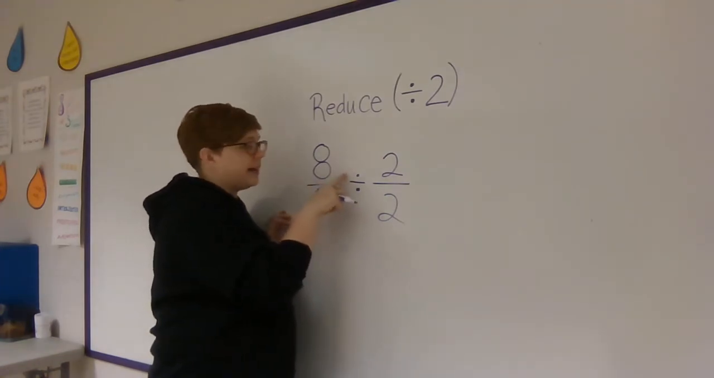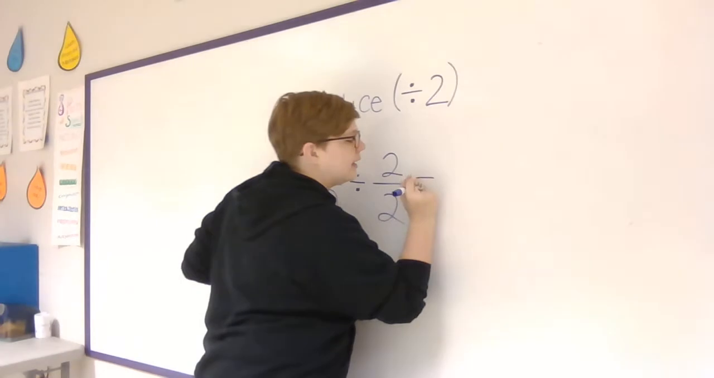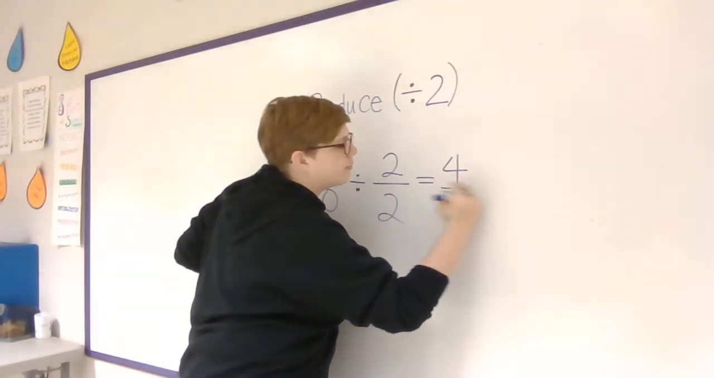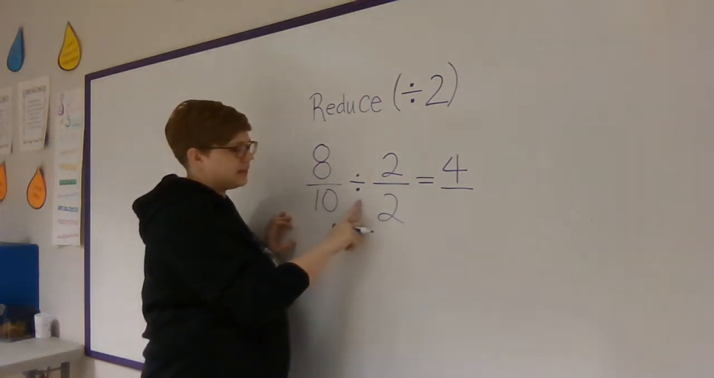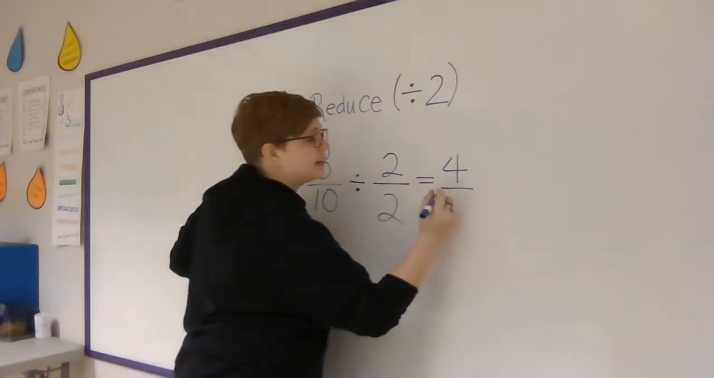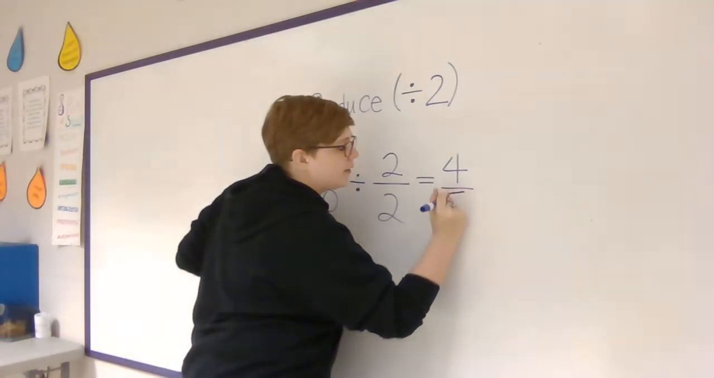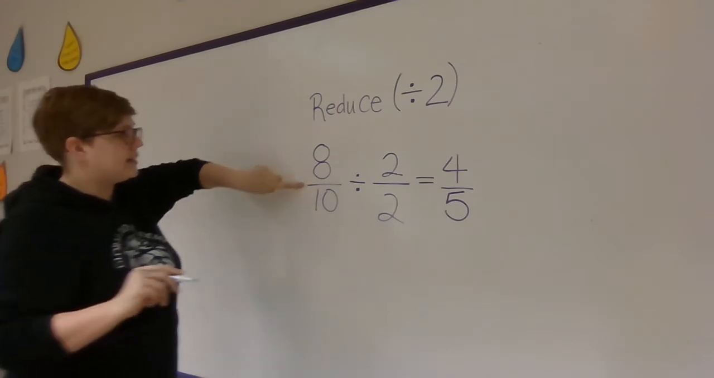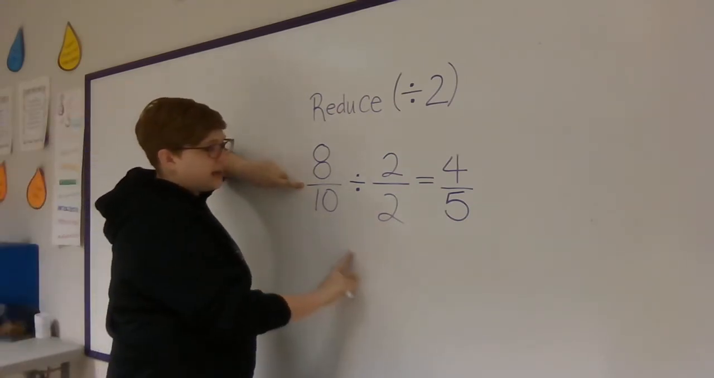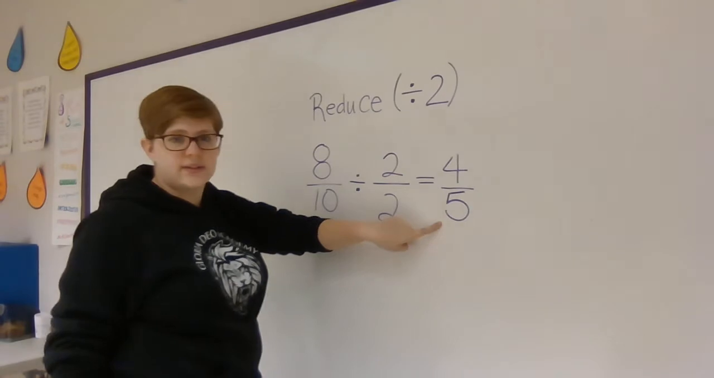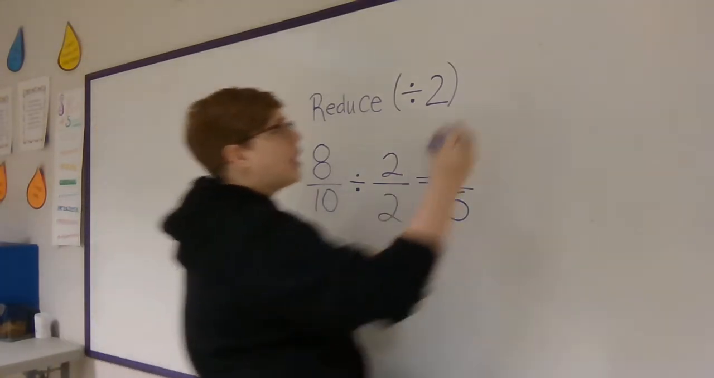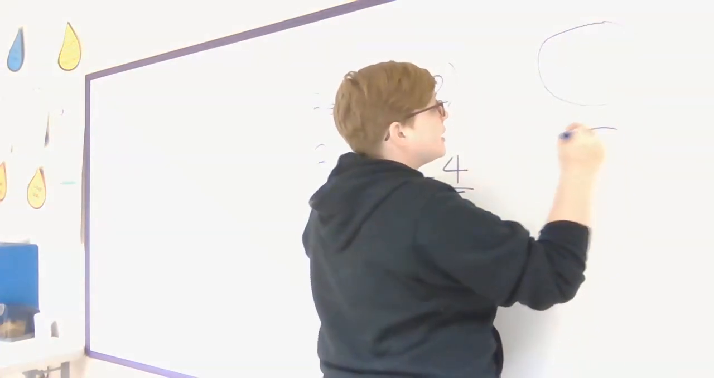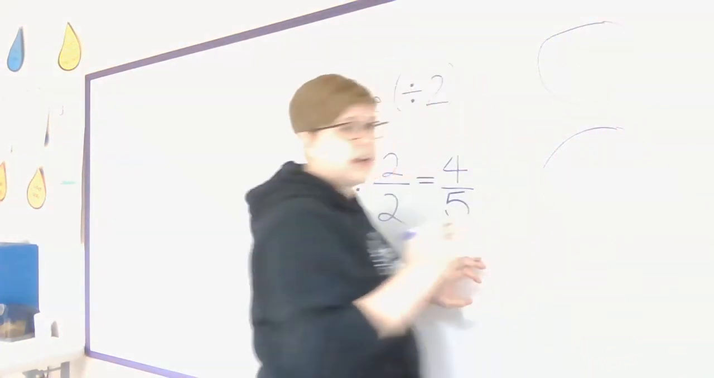8 divided by 2 is 4. 10 divided by 2 is 5. So I've taken my 8/10, my larger fraction, and reduced it to 4/5. Now, I made the number smaller, right? 4/5 is a smaller number than 8/10.